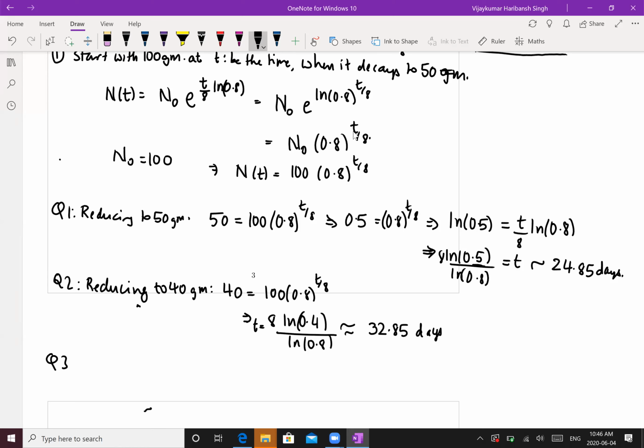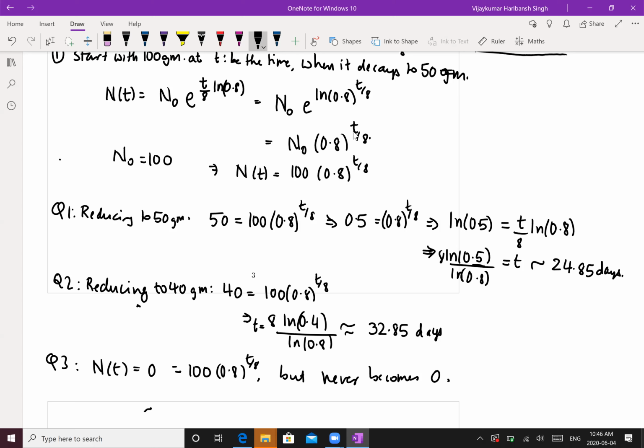Now question 3, when does this become 0? So in that case, you have N of t equals 0, which is equal to 100 times 0.8 to the power t by 8. But this can never be 0, right? Because exponential functions of this type never become 0.